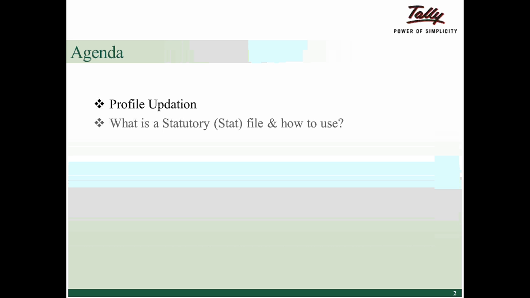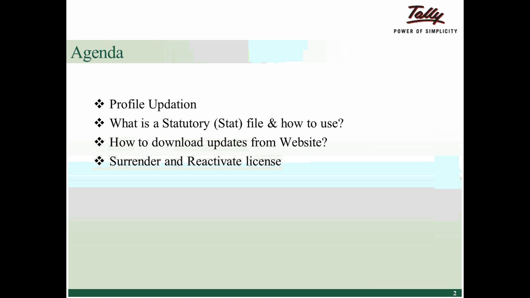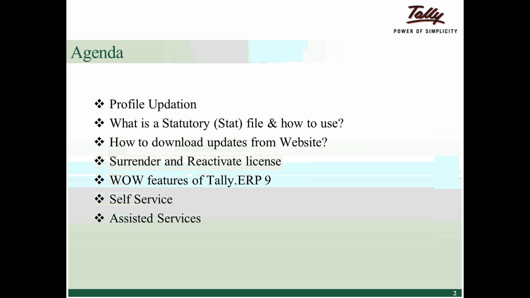This is the agenda for the meeting. Profile updation. What is statutory stat 5? How to use. How to download updates from website. Surrender and reactivate license. Wow features of Tally.ERP 9. Self-service. Assisted services. This is the agenda for today's webinar session.